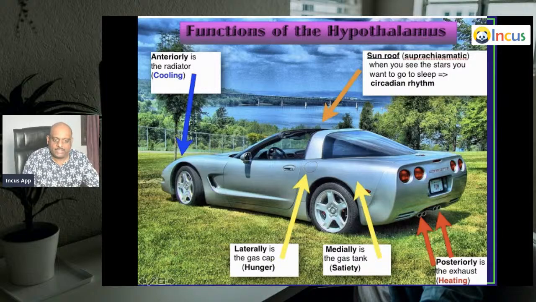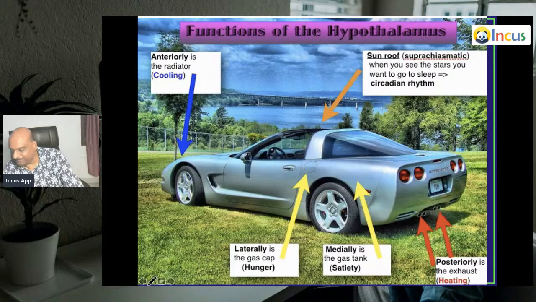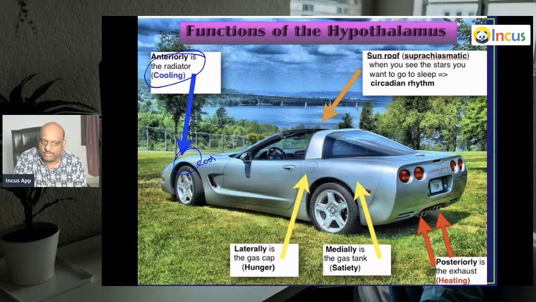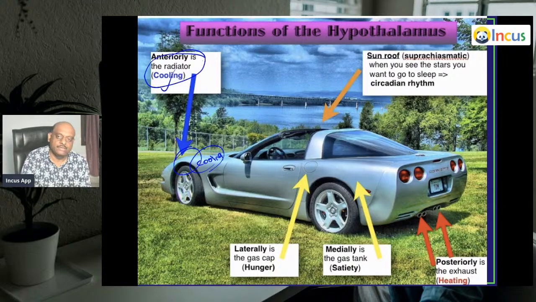One of the favorite mnemonics during the USMLE preparation: anteriorly the radiator is there, which is meant for cooling. So the anterior hypothalamic nucleus cools. The sunroof is the suprachiasmatic, so circadian rhythm: the sun, the moonlight, coming and going, night and morning, sunroof, suprachiasmatic nucleus.